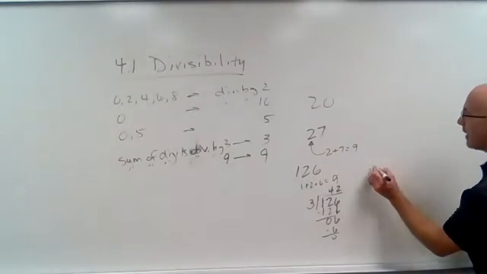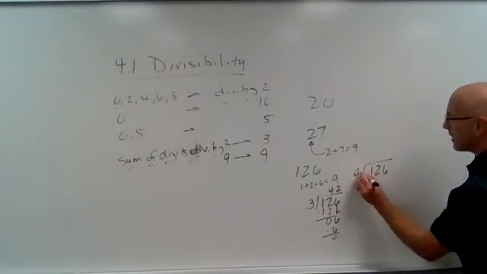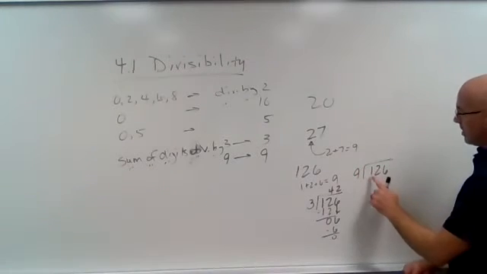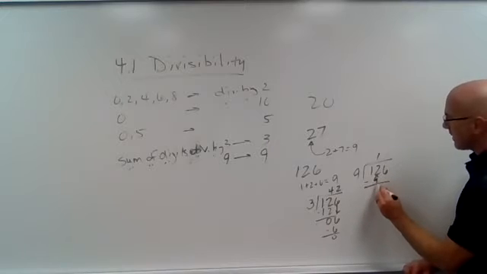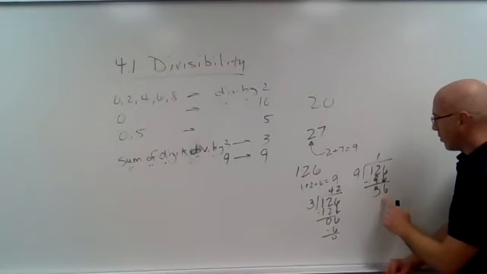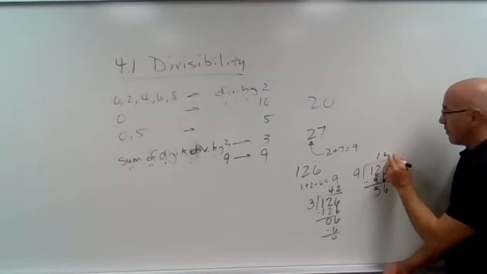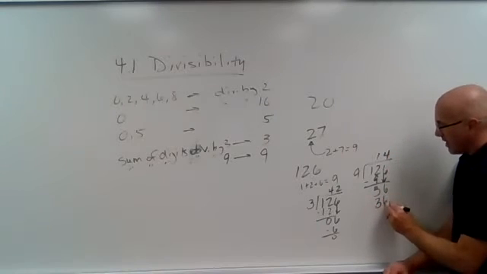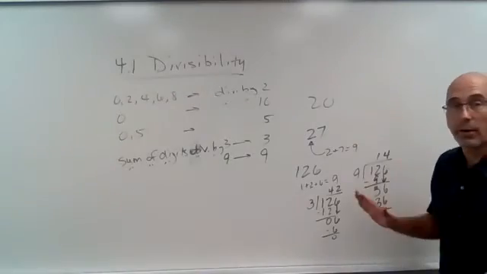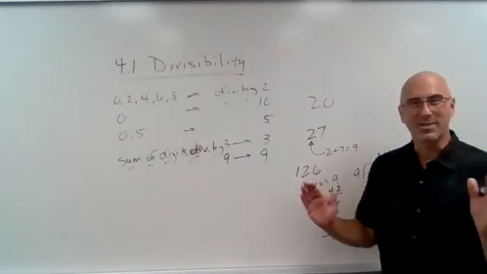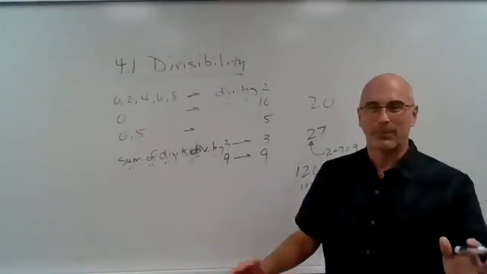If we try that, 126 divided by 9, just to be sure, 9 goes into 12 once. When I subtract, I get a 3. Bring down my 6. 9 goes into 36 4 times. 4 times 9 is 36. When I subtract, I get 0, a whole number. Look, it works. Trust me, it works.